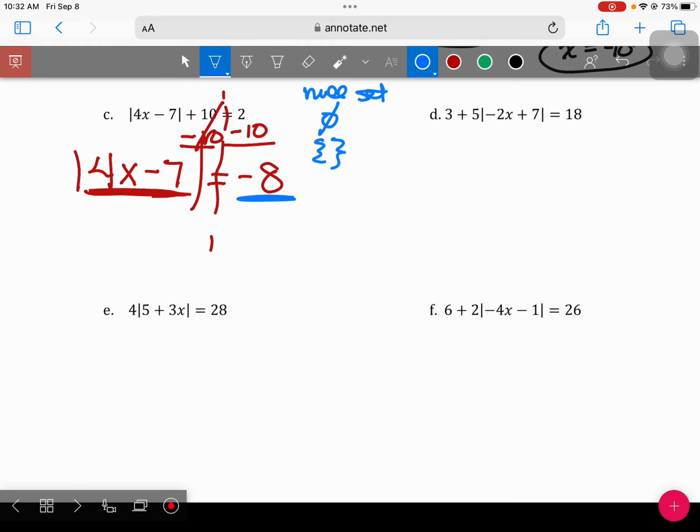Okay? So we're going to work it out and pretend like it was possible, because you're going to say, okay, it's isolated. Let's put it into the two cases. I know that's what you're going to do. So you would say 4x minus 7 equals negative 8, because that's what's over there. And then you're going to say 4x minus 7 equals positive 8. Right? So let's add 7 to both sides for the first one.